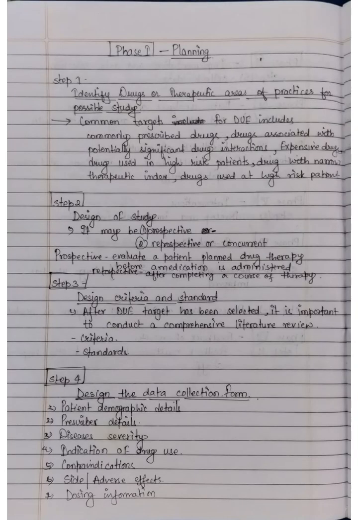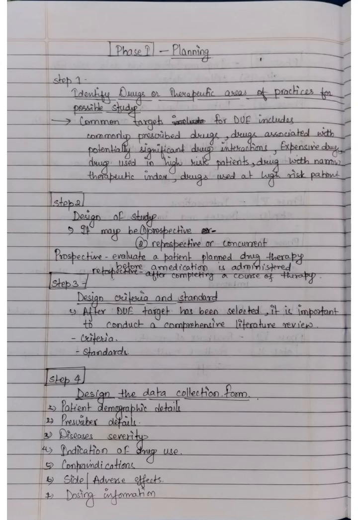Now the phase 1, planning. In step 1, that is identify drug or therapeutic areas of practice for possible studies. In that, common targets for DU include commonly prescribed drugs, drugs associated with potentially significant drug interaction, expensive drugs, drugs used in high risk patients, and drugs with narrow therapeutic index.